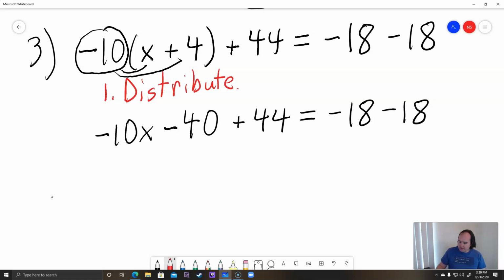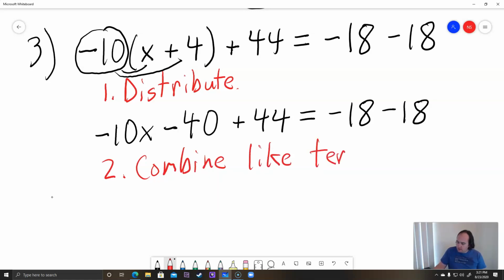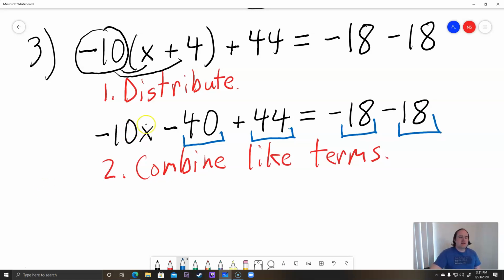So what do we do next? Like I said in the previous section, first you distribute, then you combine like terms. So your second step is to combine like terms. What are the like terms here? On the left side we have negative 40 plus 44. Those both don't have variables, so we can combine those. And then on the right side we have negative 18 minus 18. But we can't combine the negative 10x with anything because it has an x, and nothing else has an x.